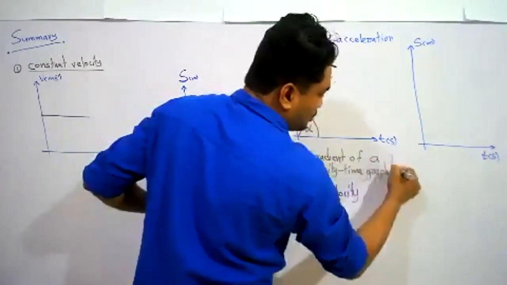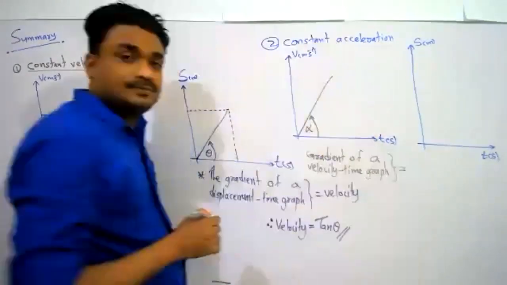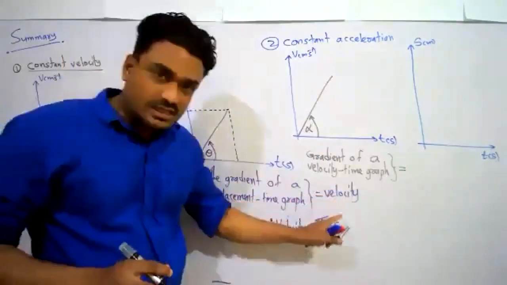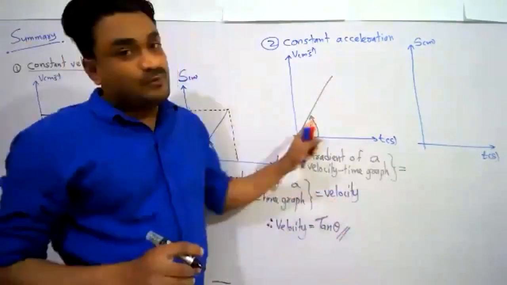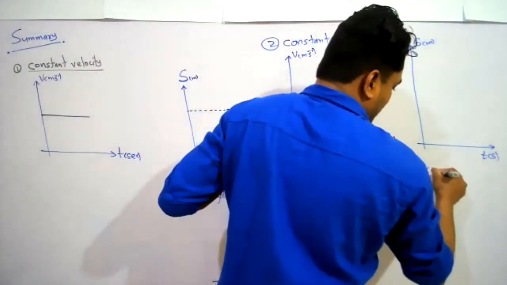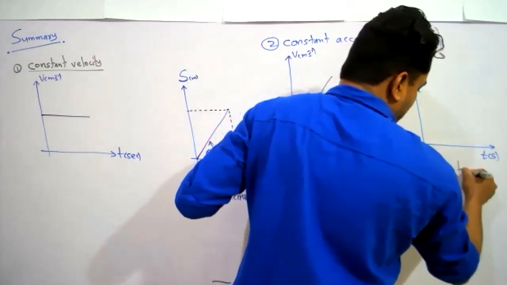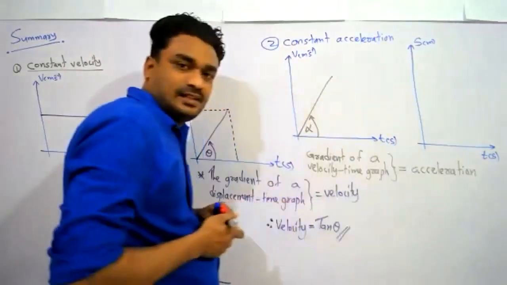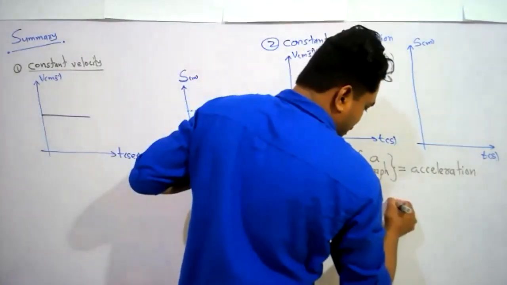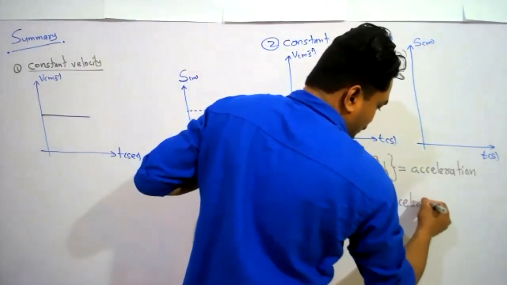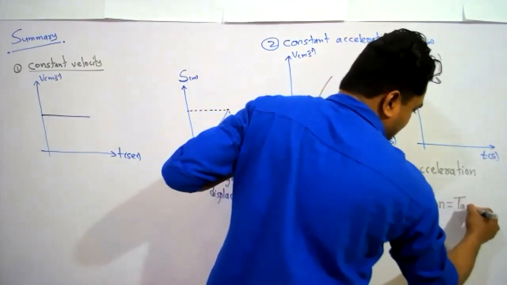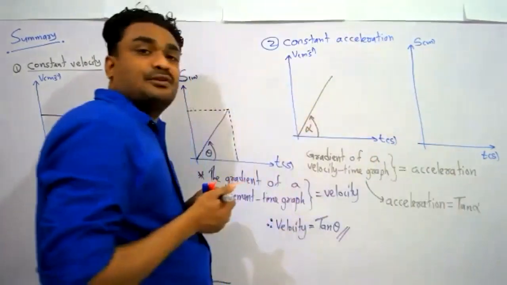Two different graphs, two different things. That's the point. The gradient of a displacement time graph is velocity. The gradient of a velocity time graph is acceleration. That's what you will do. That is acceleration. Okay. So if I want to find the acceleration, I should find tan alpha. So that's how we find it.